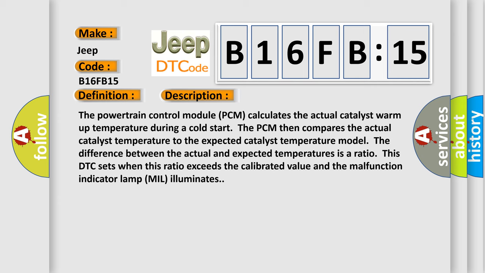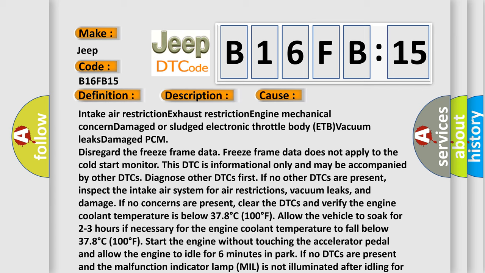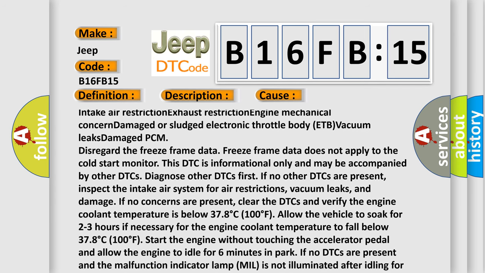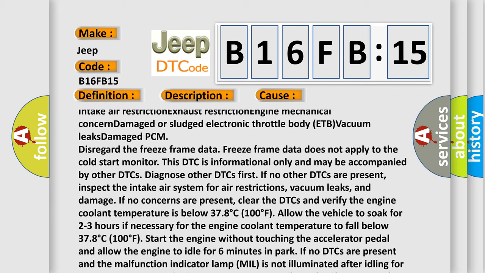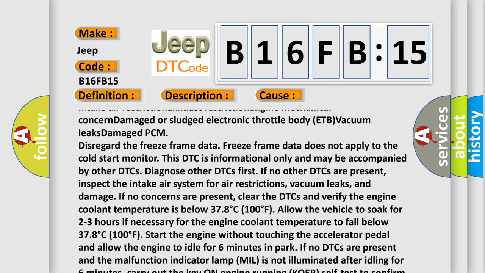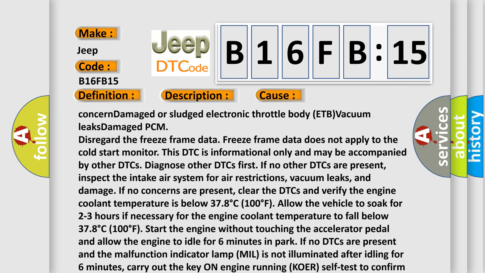This diagnostic error occurs most often in these cases: intake air restriction, exhaust restriction, engine mechanical concern, damaged or sludged electronic throttle body, ETB, vacuum leaks, damaged PCM. Disregard the freeze frame data. Freeze frame data does not apply to the cold start monitor. This DTC is informational only and may be accompanied by other DTCs.